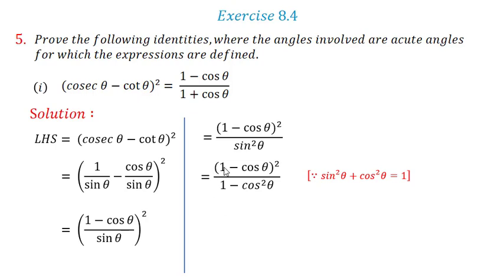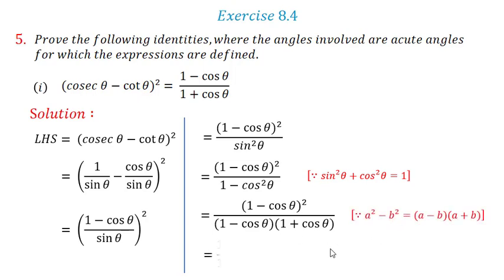If you remember the identity sin square theta plus cos square theta equal to 1. So here it is (1 minus cos theta) the whole square, and here it is 1 minus cos square theta. In the denominator I can apply the formula of a square minus b square, and I get the denominator as (1 minus cos theta) into (1 plus cos theta). Now you can cancel 1 minus cos theta from the numerator and denominator, and finally you will get 1 minus cos theta in the numerator divided by 1 plus cos theta in the denominator, which is your right hand side.